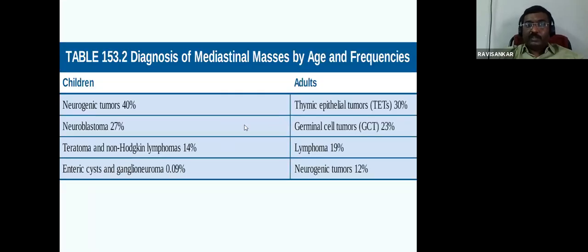By age and frequency, in children, 40% are neurogenic tumors, 27% are mediastinal neuroblastomas, and 14% are teratomas. When it comes to adults, the most common are the thymic epithelial tumors, followed by the germ cell tumors and lymphomas. Neurogenic tumors are not very common in adults. So whenever they ask the question, the most common mediastinal mass in children is neurogenic tumor.